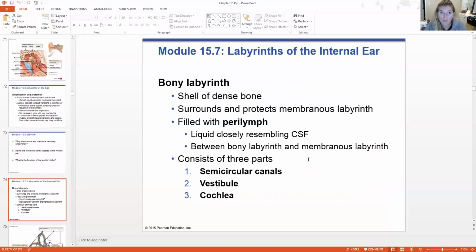The bony labyrinth, remember, is the little nest within the temporal bone that all of these inner ear structures kind of live in. It's a dense shell of bone. It surrounds and protects the membranous labyrinth. The membranous labyrinth is inside the bony labyrinth. Between the bony labyrinth and membranous labyrinth is perilymph. It kind of resembles the cerebrospinal fluid, and again, it's between the bony labyrinth and the membranous labyrinth. There are 3 parts to this area. You have the semicircular canals, the vestibule, and the cochlea.